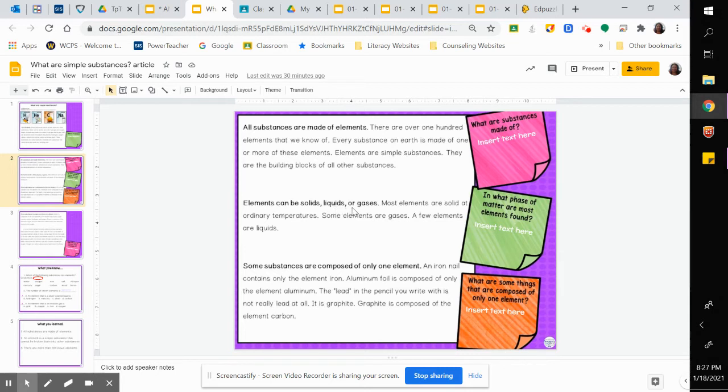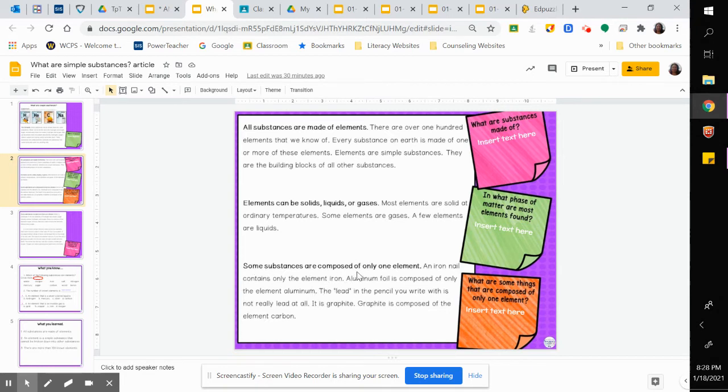Elements can be solids, liquids, or gases. Most elements are solids at ordinary temperatures, meaning regular temperatures. Some elements are gases, and a few elements are liquids. We learned about that before, solids, liquids, and gases, right? So here's our next question. In what phase of matter are most elements found? Here we go. Most elements are solids at ordinary temperatures. So you should be putting the answer of solids in your paragraph.